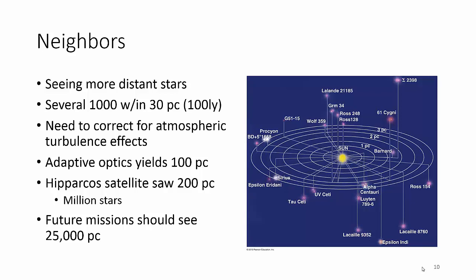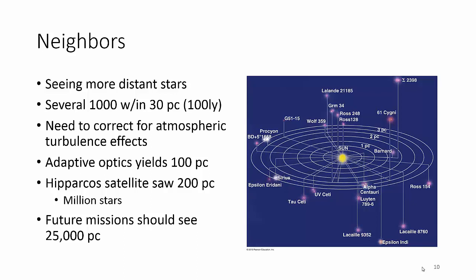Now, we can actually see this far. Adaptive optics, if you remember that in chapter 3, I believe, it talks about how you can change the mirror, change the flow, use the laser, all that fun stuff. That's how we can see up to 100 parsecs away. That's just crazy, 100 parsecs away.